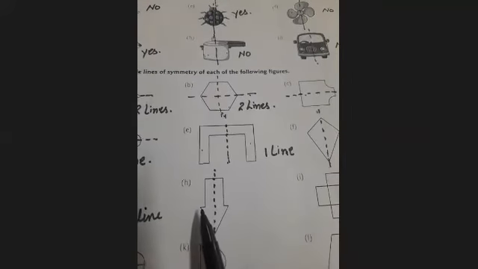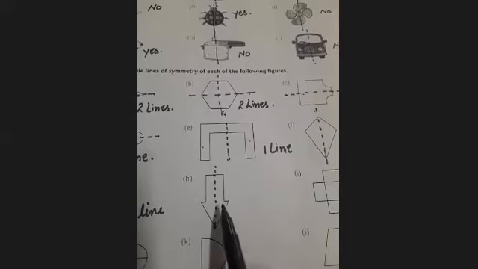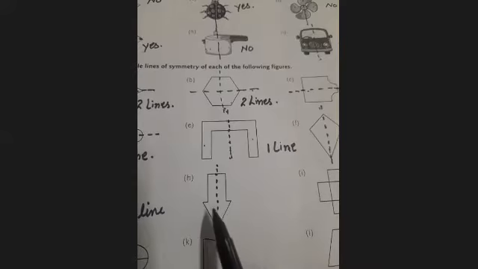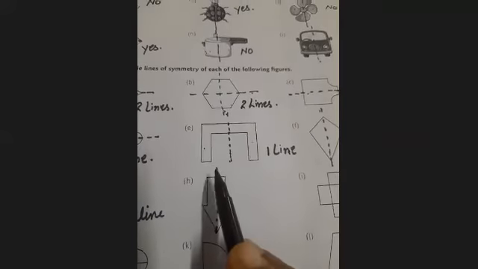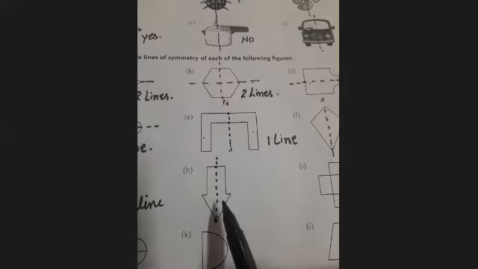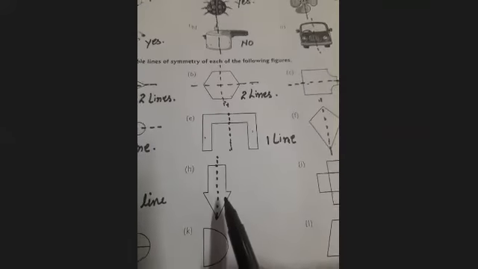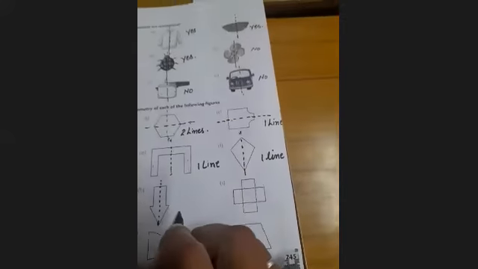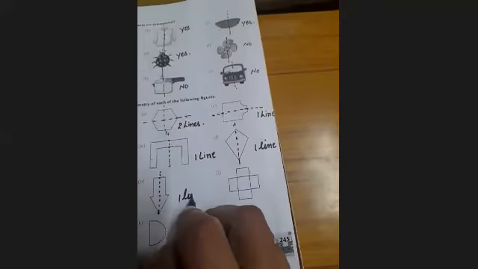Now, students, you can see first part and second part. This dotted line divides this figure into two equal parts, and both are equal in shape and size. If we fold along the dotted line, the first part overlaps the second one. So it means this is a line of symmetry, and this figure has only one line of symmetry.